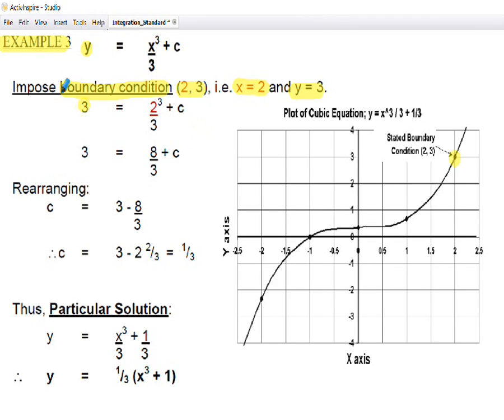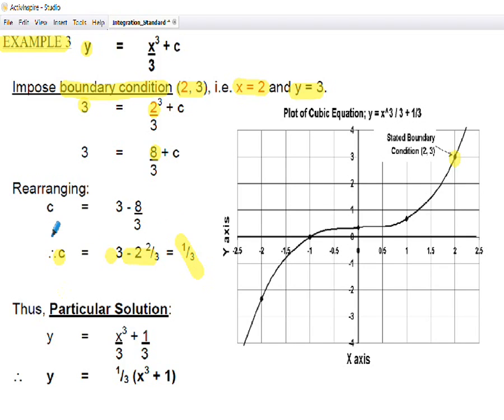So on the left hand side I put the value of 3 for the y, and on the right hand side I put the value of 2 for the x. I just simply work this out. It's just a rearrangement, a transposition here. I take 8 upon 3 from both sides, so I get c is equal to 3, take away 2 and 2/3, that's my 8 divided by 3. That gives me a constant of 1/3.